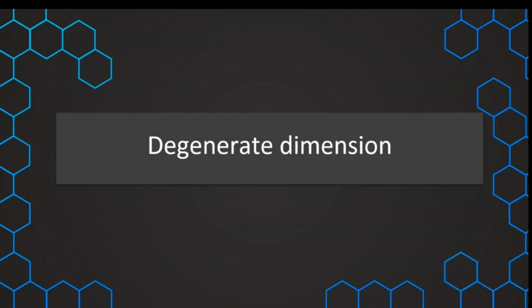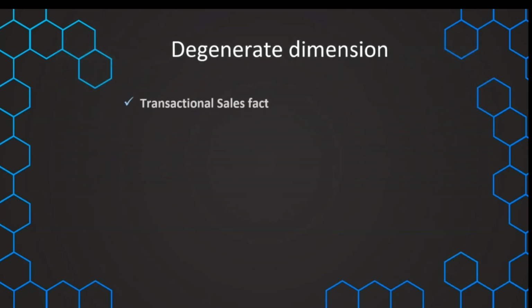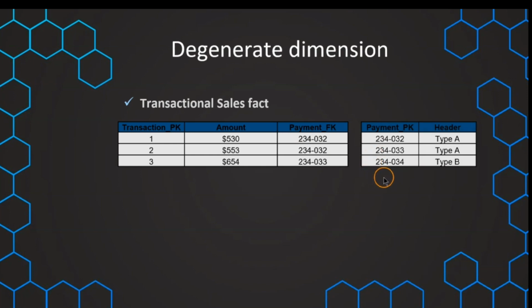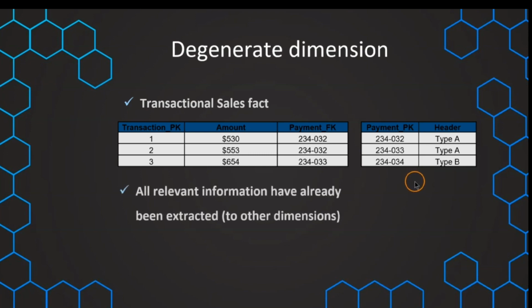Sometimes we have a dimension in our data model that is not really a dimension. This dimension does not have a separate dimension table, but still it functions in a way as a dimension. And that is a so-called degenerate dimension. Let's assume we have the following transactional sales fact table. In this case, we have different transactions with different amounts, and they can also be summarized together in one payment. So we can have a payment foreign key and a payment dimension. But sometimes all of these relevant attributes have already been extracted by other dimensions, or the value of the header is not really important, and therefore we already have all of the relevant information.